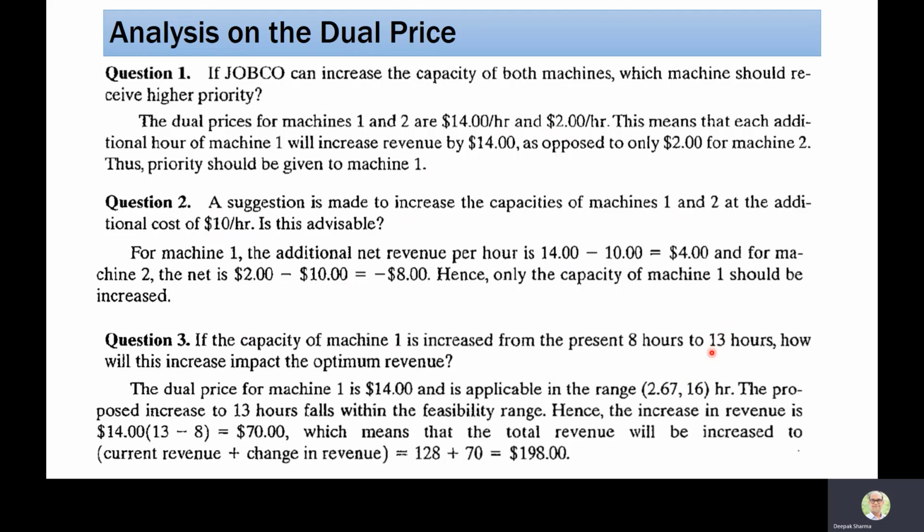So let me identify how much gain I'm going to get. You remember that the formula of dual price is the change in objective function in the numerator divided by the change in the right hand side in the denominator. So 14 into (13 minus 5) is $70. So the revenue is increased by $70. And what will be the new Z value? We have already calculated the revenue at the optimal solution C, which was 128, plus 70. So 198 will become our new revenue when we change the capacity of machine 1 from 8 to 13 hours.